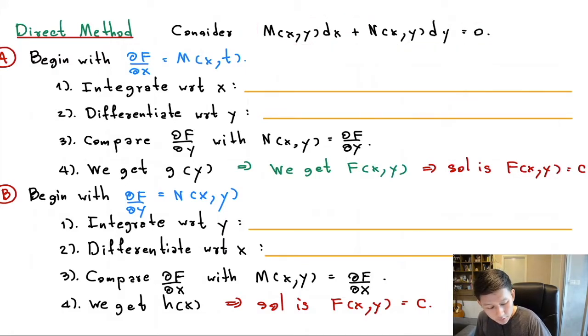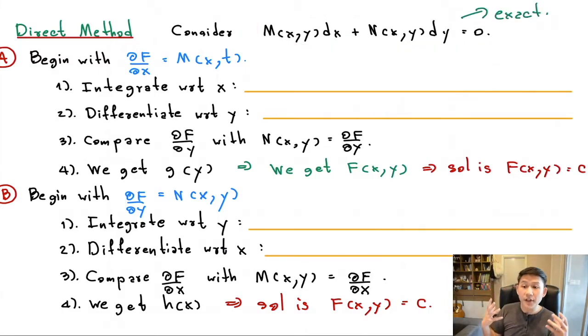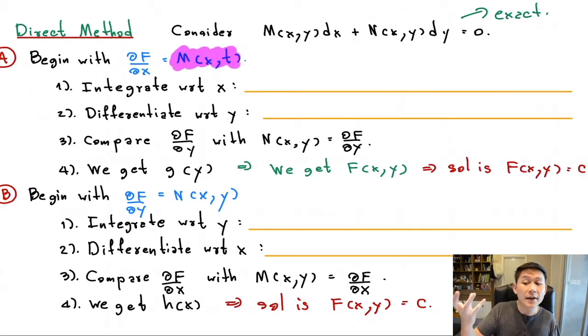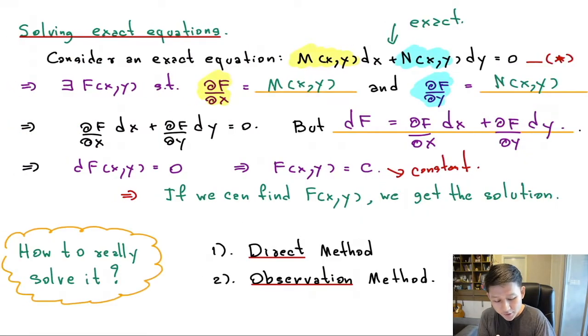which is exact. So if it's exact, you have two choices. I'll tell you later which choice you should use. It depends on the question. But for now, let's say that you have two choices. The first choice is to begin with M. M is actually df by dx, because it's an exact equation, which means that there is f, back to the previous slide, such that df by dx is M and df by dy is N.